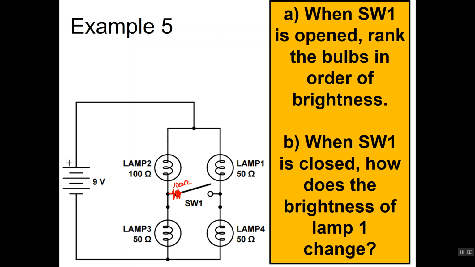And there's a switch. What I'm asking you is to determine the brightness of all the bulbs, before and after the switch is closed. So you need to determine the voltage drop and current going into each one to figure out what the brightness is. Because remember, brightness is power, and power is equal to voltage times current, or current squared times the resistance.